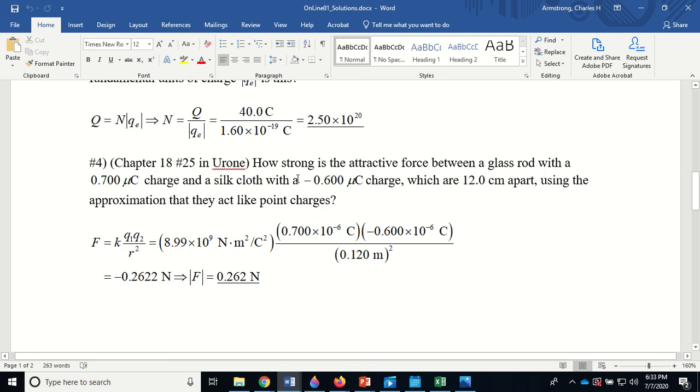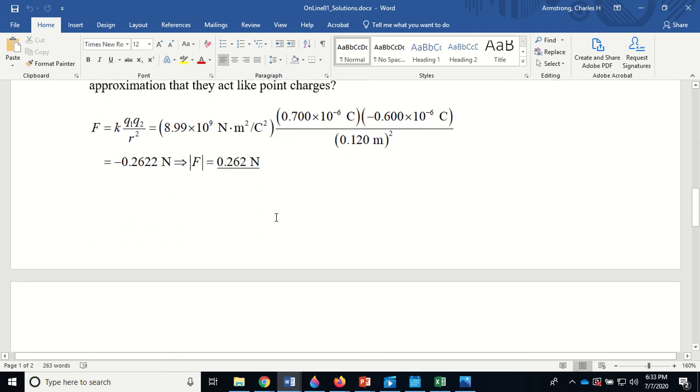Okay, this book likes 3 significant digits. Notice all those numbers have 3 significant digits, and the answer is in 3 significant digits. We probably want to try to stick to 3 significant digits when we can. All right, so we just multiply it out. We get minus 0.2662622 newtons, but we just want the absolute value. So the force is going to be 0.262 newtons between these two objects.